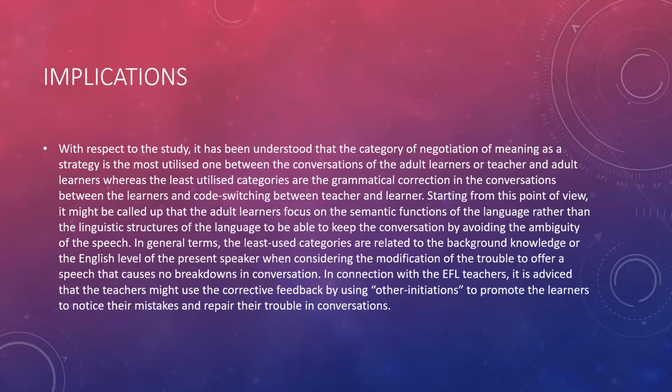Starting from this point of view, it might be inferred that the adult learners focus on the semantic functions of the language rather than the linguistic structures of the language to be able to maintain the conversation by hindering the ambiguity of the speech. In general terms, the least used categories are relevant to the background knowledge or the English level of the present speaker when considering the modification of the trouble to provide a speech that causes no breakdowns in conversation.